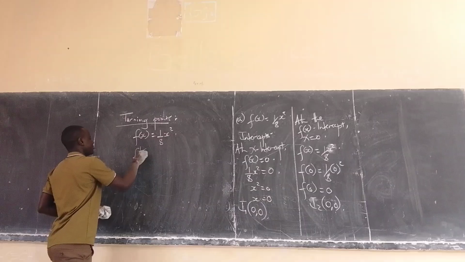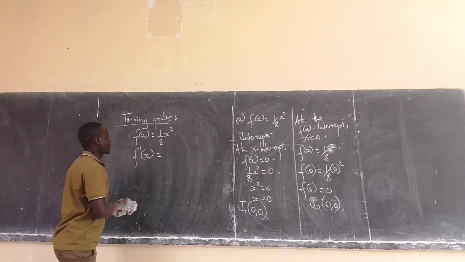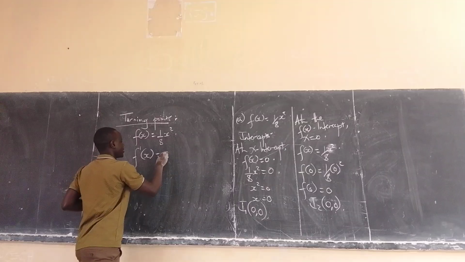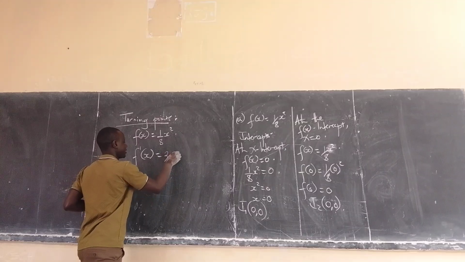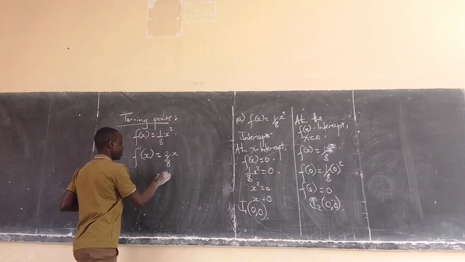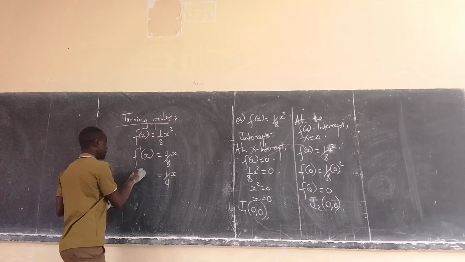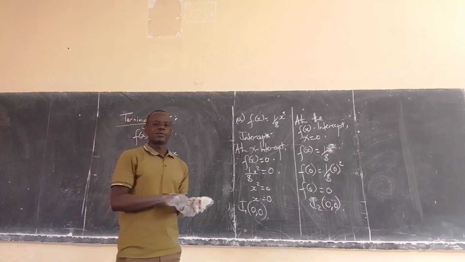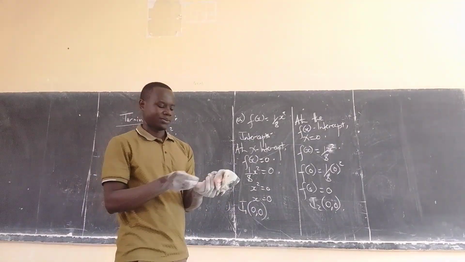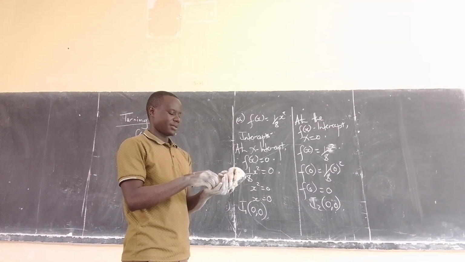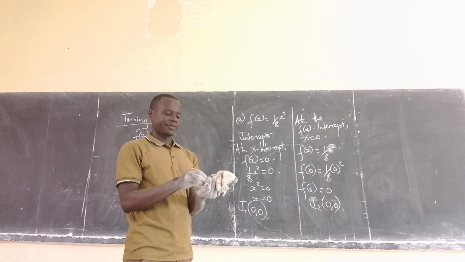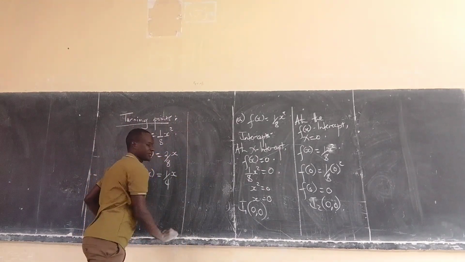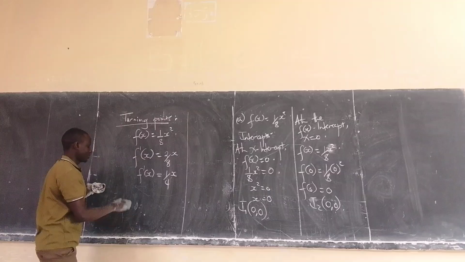So my f prime of x is equal to, bring down the power and reduce the power by 1. So it will be 2/8 x, which is the same as a quarter x. That is the first derivative. That is my first derivative of x. Then equate the first derivative to 0.